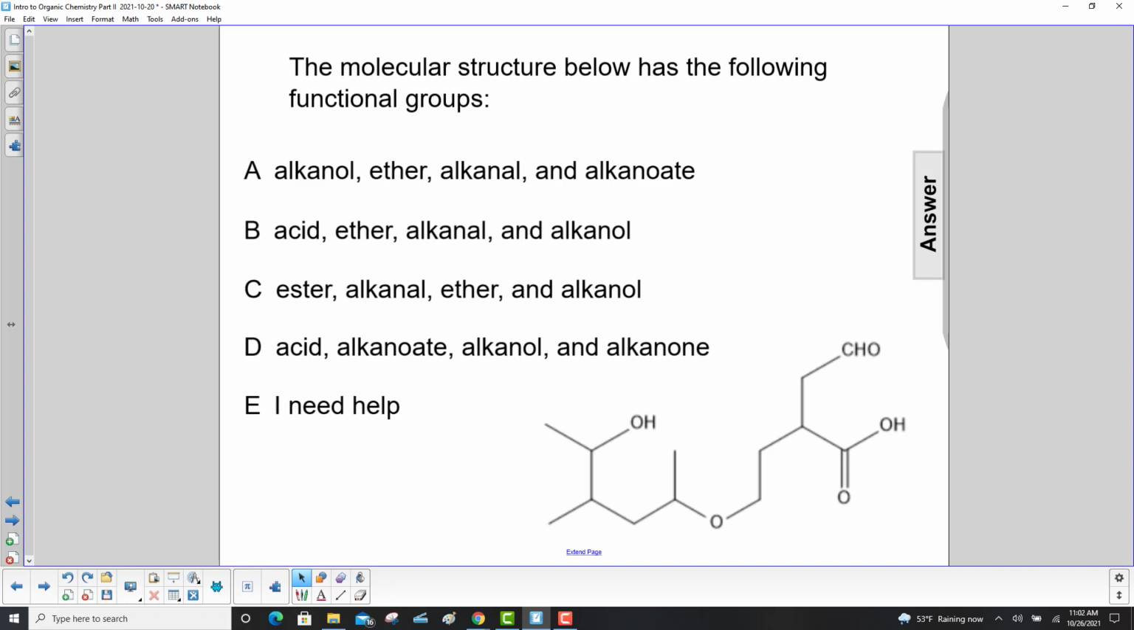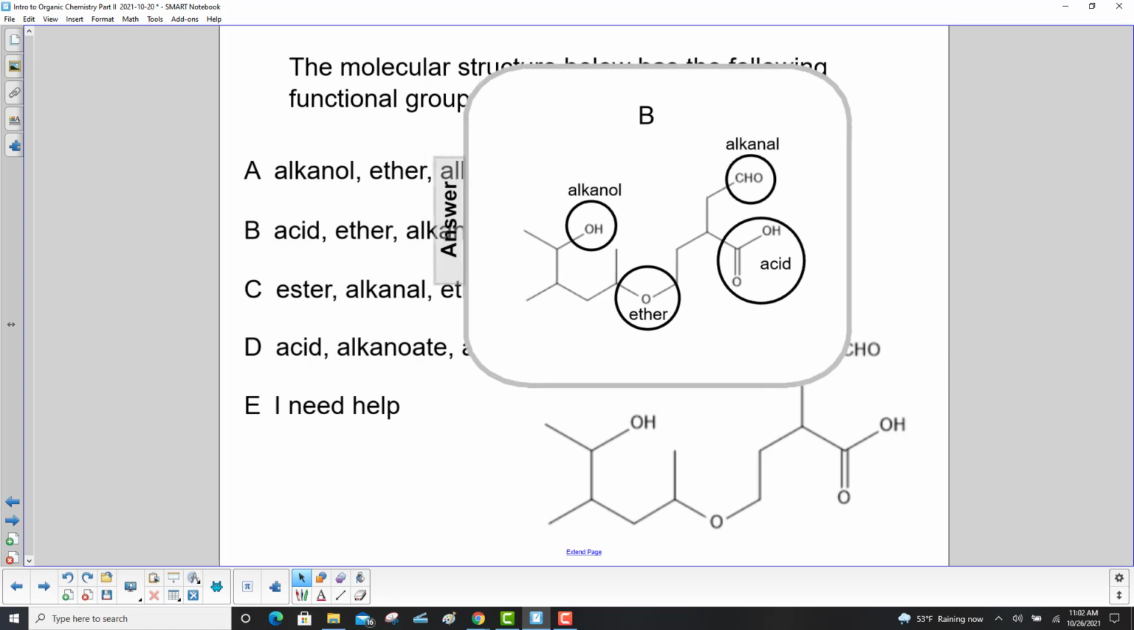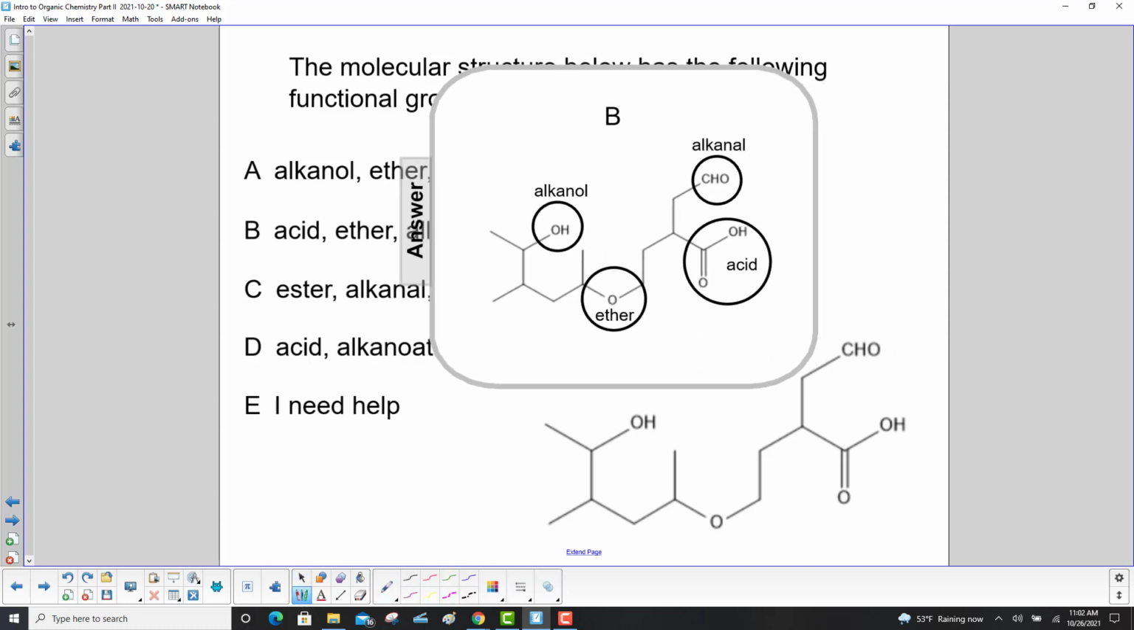The molecular structure below has the following functional groups. So we're going to pull the answer tab this time. And let's start from the left. Over here, you have an alkanol, which is the OH, which is circled, connected to an alkyl group over here.